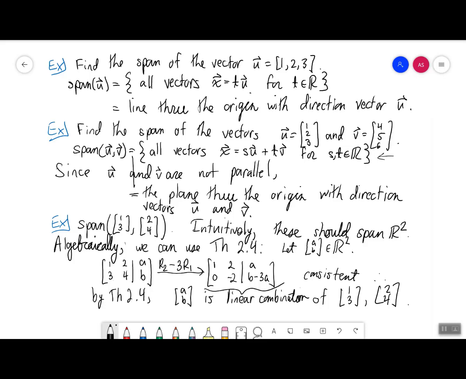Now, later on in this course, we will find an alternative way to describe the span of a given set of vectors, and that's going to be using bases. But we'll talk more about that when we get there.